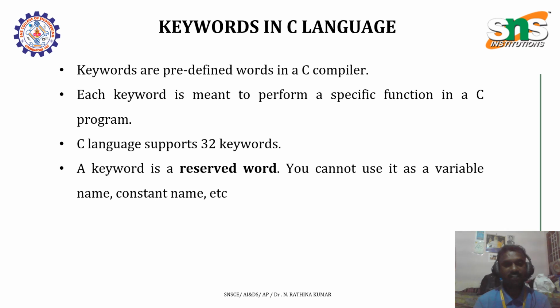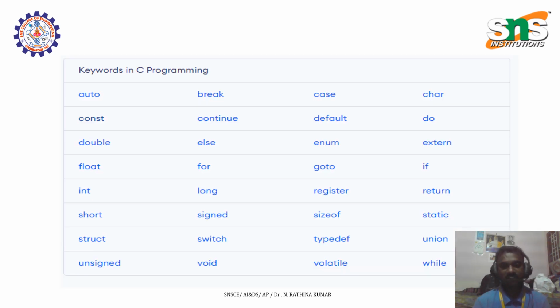Next, we are going to see the keywords. Keywords are predefined words in a C compiler. Each keyword is meant to perform a specific function in a C program. A keyword is a reserved word, so we cannot use it as a variable name or constant name. These are examples of keywords: int, float, else, enum, and so on. They are predefined, so we cannot use them for a variable name or some other purpose.